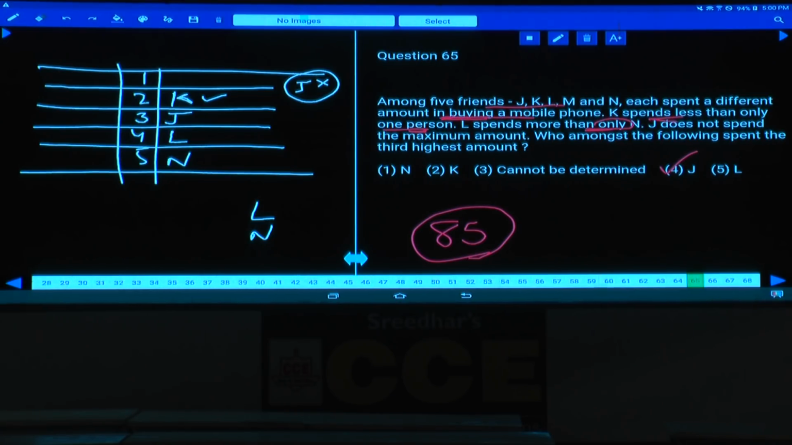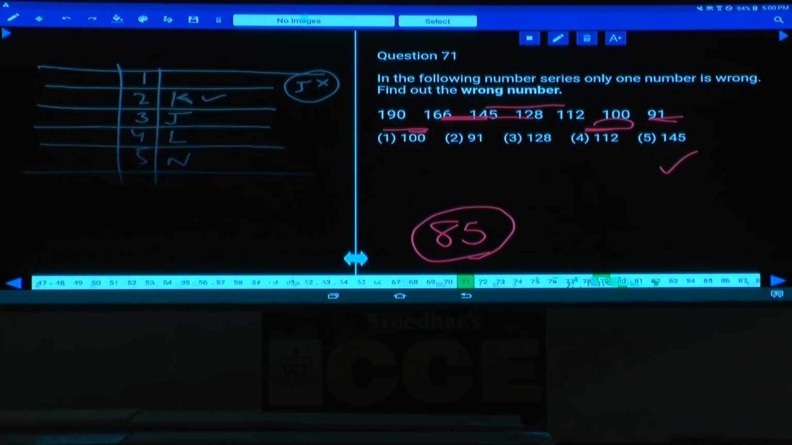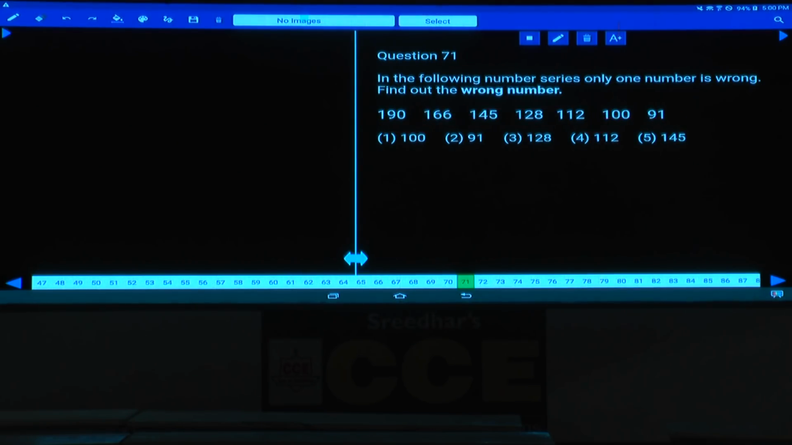Number series. In this number series, find out the wrong number. Now, 91, 100, 112, 128 and so on. If you observe here, the numbers are increasing at a smaller rate. Hence it must be under difference. 91 and 100, what is the difference? Plus 9. Between 100 and 112, the difference is 12. Next, 112 and 128, the difference is 16.